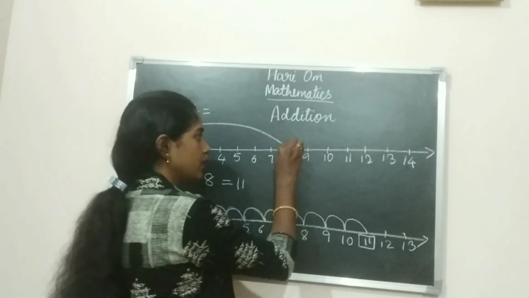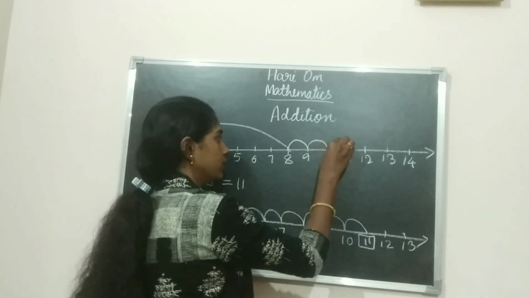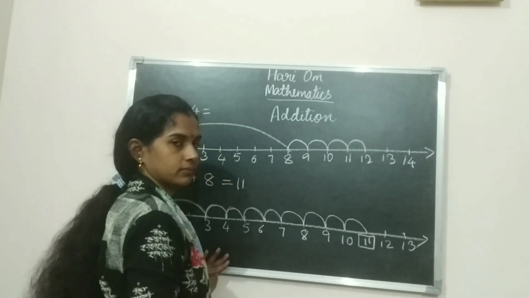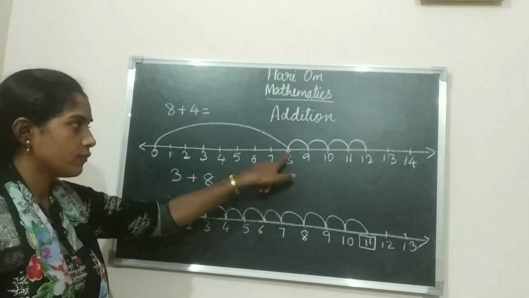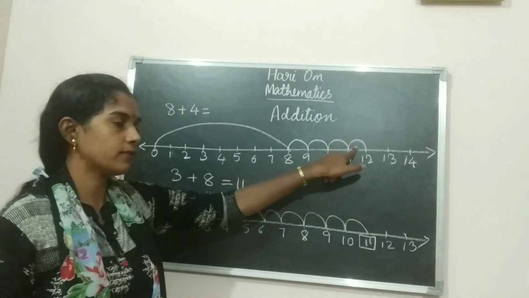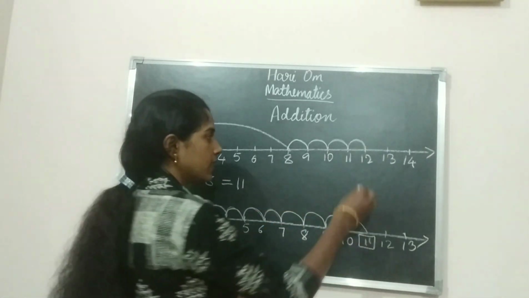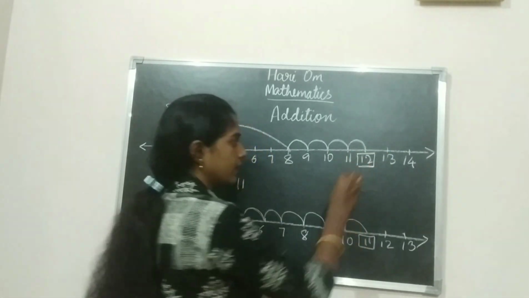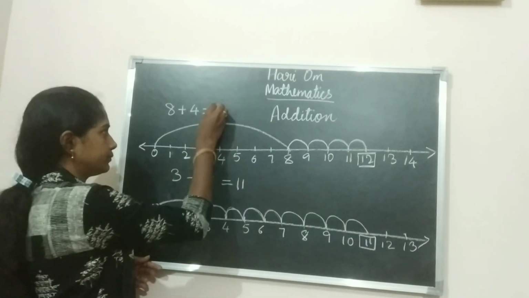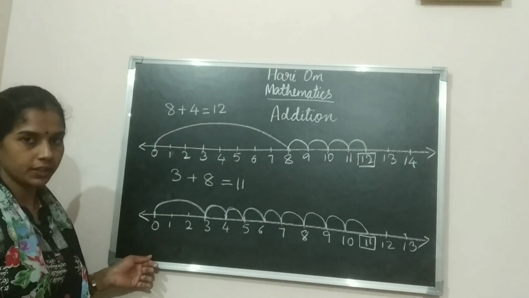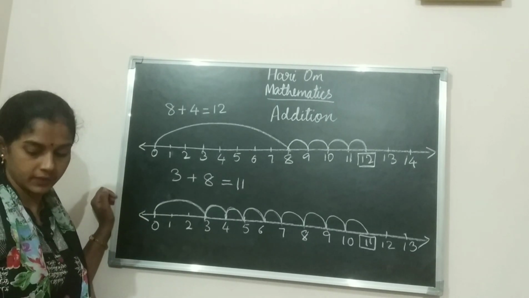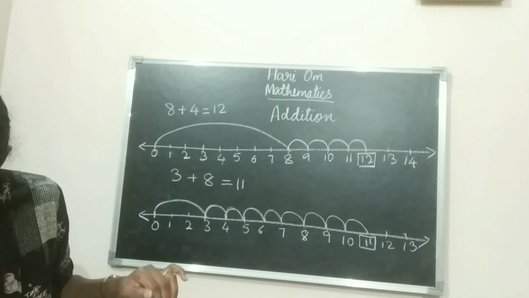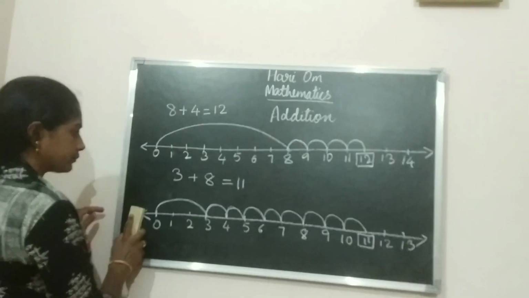So from 8, 1, 2, 3, 4. So from 8 plus 4, from 8, 4 times. 1, 2, 3, 4. So what is the answer here? It is 12. What is the answer, children? 12. Have you understood this? Yes. Let us go for the fourth one.